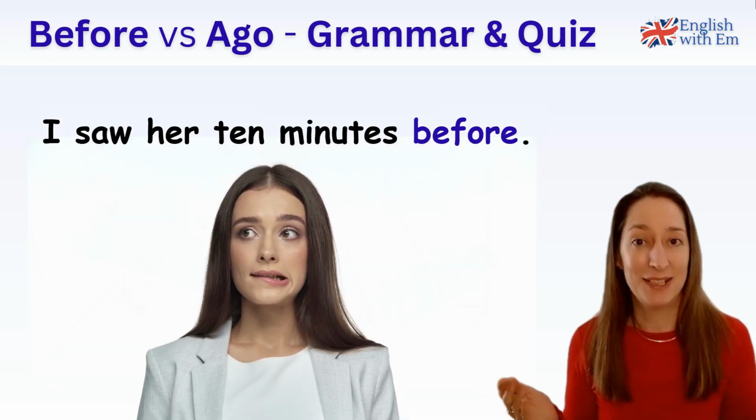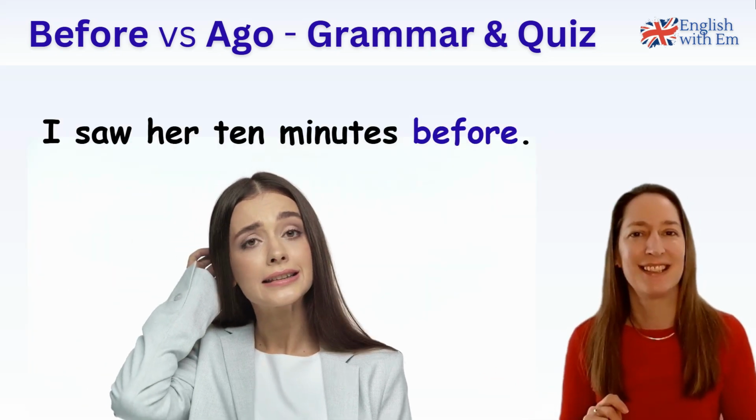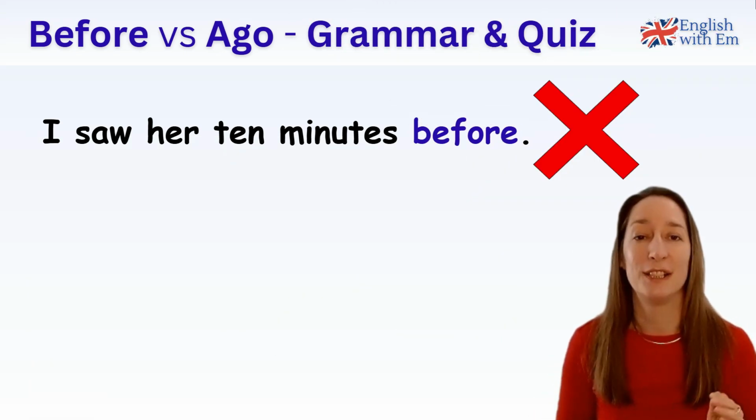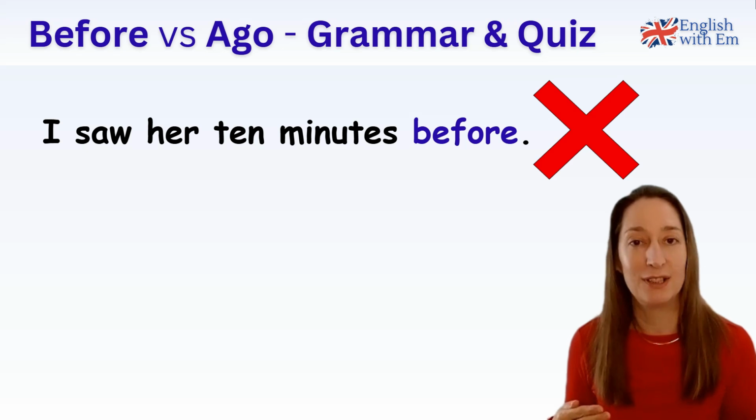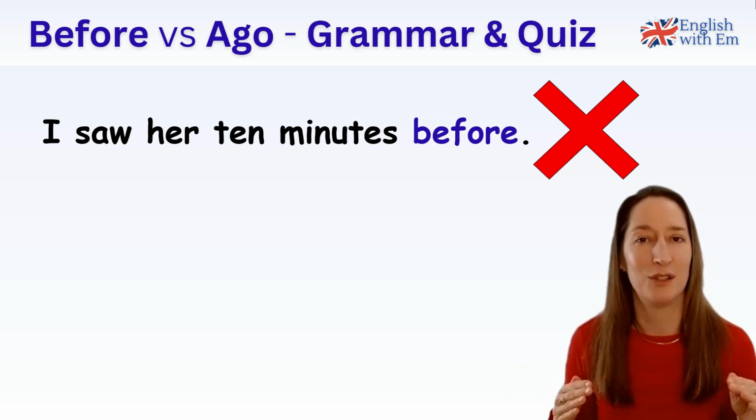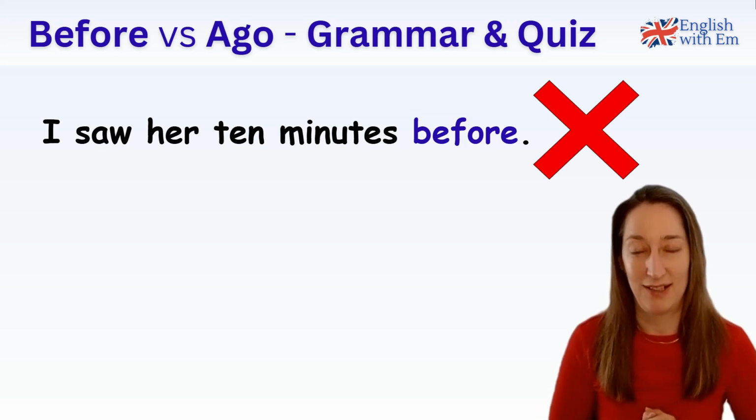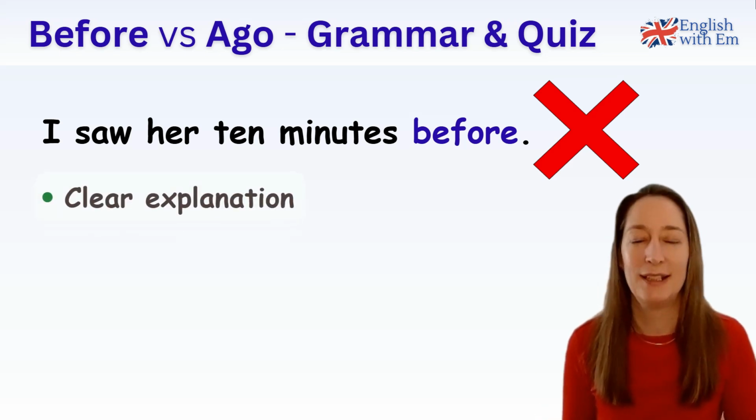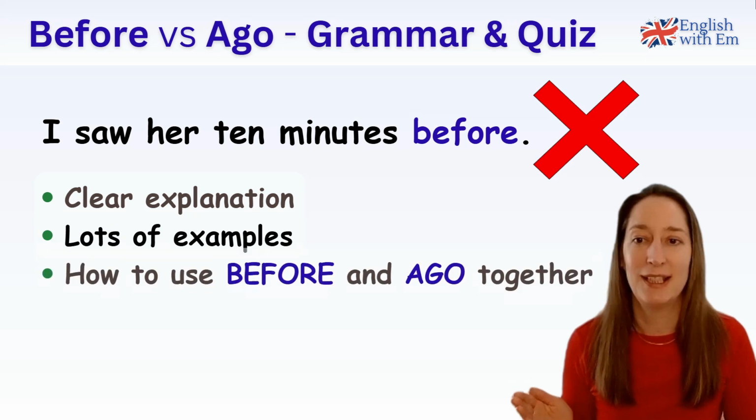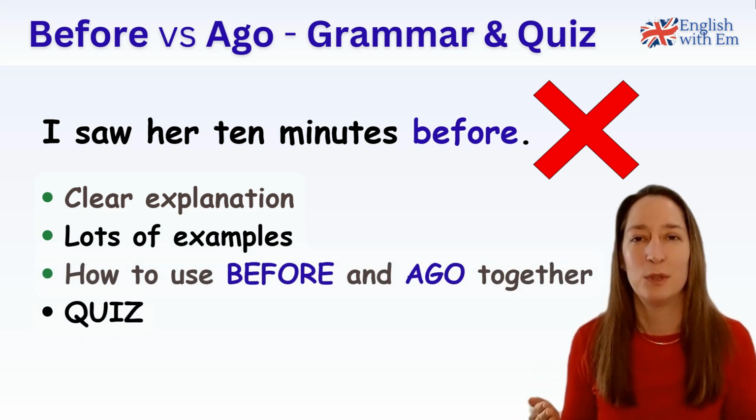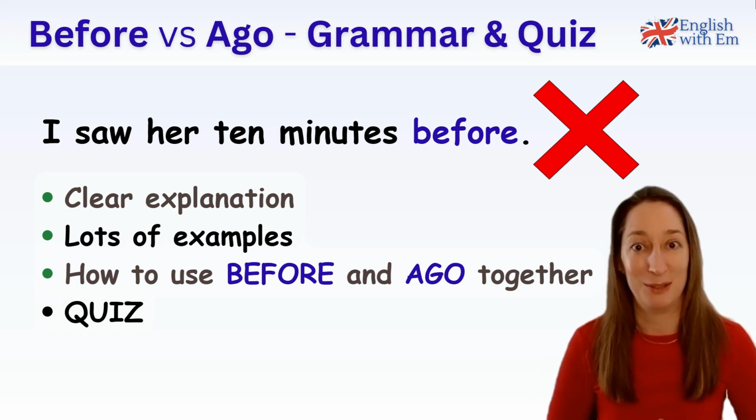I saw her 10 minutes before. Is this correct? No, it isn't. If you've ever been confused about when to use before and when to use ago, you're not alone. These words both talk about the past, but they are not interchangeable, and using them incorrectly can make your sentences sound unnatural. In this lesson, I'll explain the difference in a simple way, give you plenty of examples, and we'll also look at how to use before and ago together, and then we'll finish up with a quiz so you can practice what you've learnt.